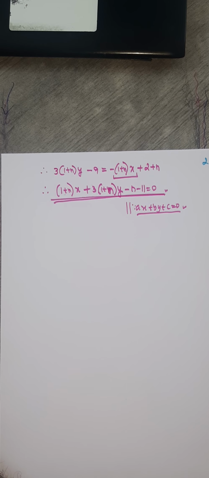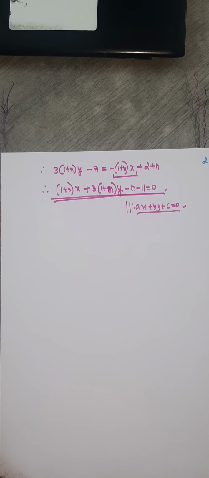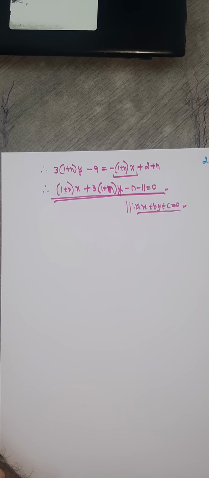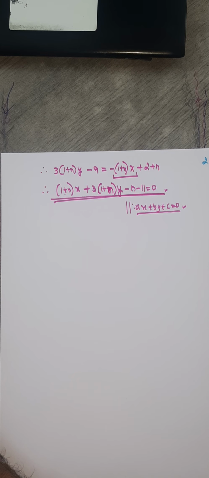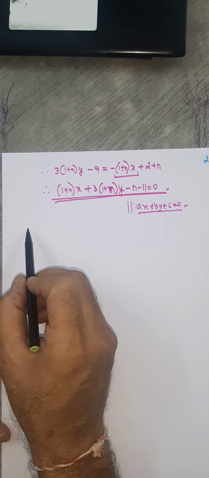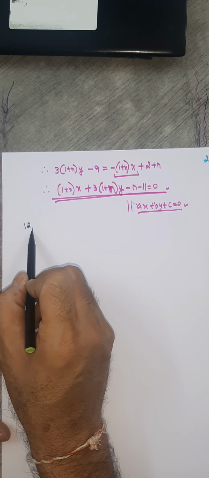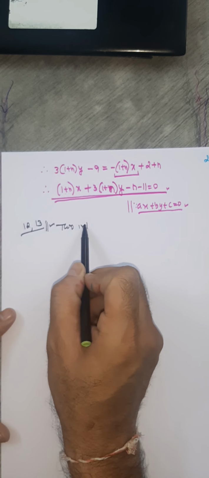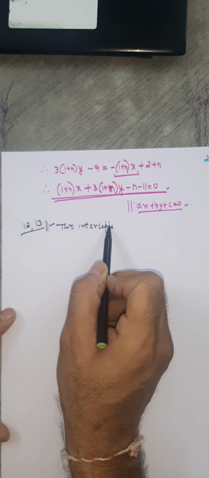Question number 12 here. Let's see what it says. Find the equation of a line that cuts off equal intercepts. So here the question talks about equal intercepts. In short, it talks about both the intercepts. Look at the next question. Find the equation of the line through this and cutting off intercepts on the axes. Axes means both the axes. So question number 12 and 13 both are about two intercepts.